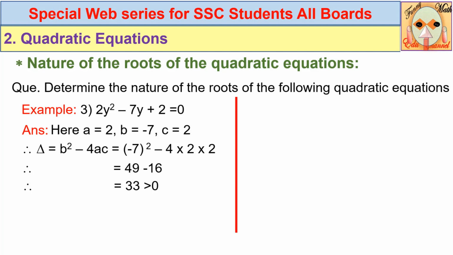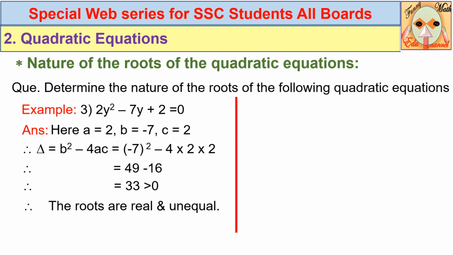And so we say the roots are real and unequal, surely, because the value of delta is greater than 0. In this way we have seen the nature of the roots.